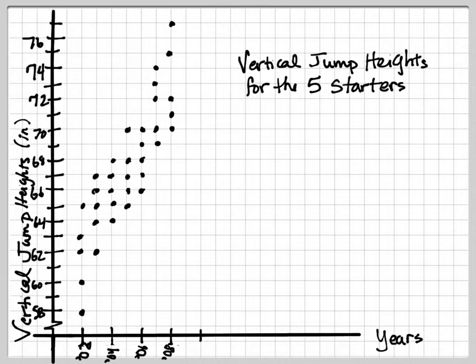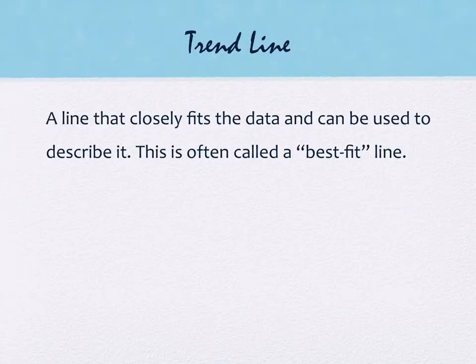All right. Notice over here where I put years because we're about to enter one more type of graph. This is years after 2000 because that's what I talked about, right? My vertical axis was the year 2000. So I'm going to put years after 2000 because of where we're shifting to next. Our next type of graph talks about something called a trend line. A trend line is a line that closely fits the data and can be used to describe it. Another phrase for a trend line is a best fit line.